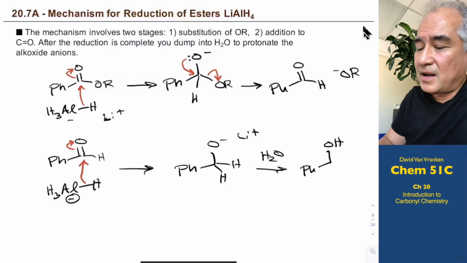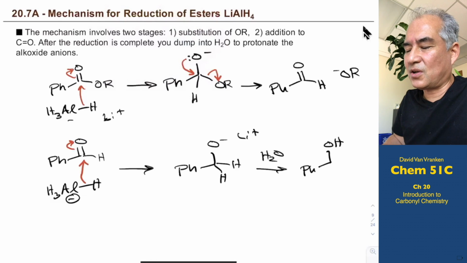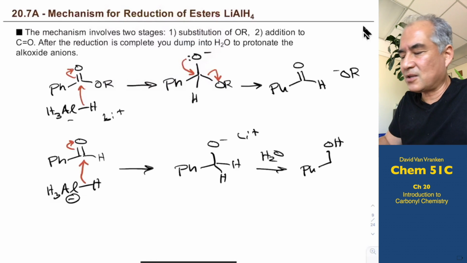So look what we've done. If you take an ester through two additions to the carbonyl group, get used to adding to carbonyl groups, we can convert esters to alcohols.